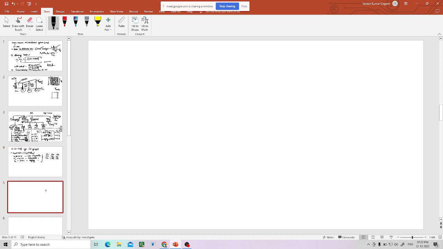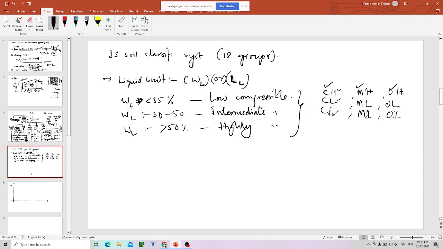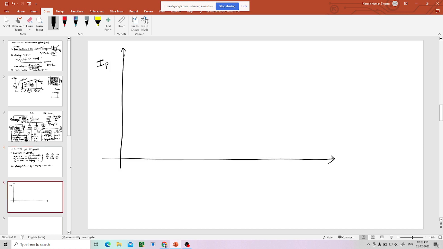That chart has, on the x-axis, IP. IP, I told you in the last class, is the plasticity index. So how to find out IP? IP is nothing but WL minus WP, liquid limit minus plastic limit. Okay, that is called IP. So you can find out IP by using liquid limit and plastic limit. So that is on the y-axis, that should be in percentage.